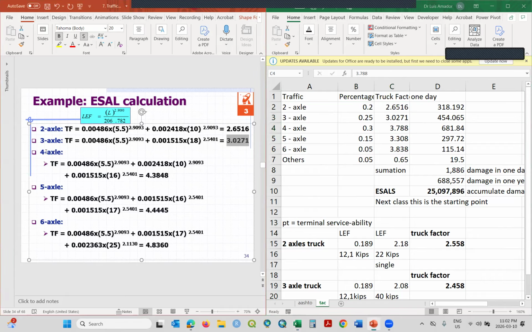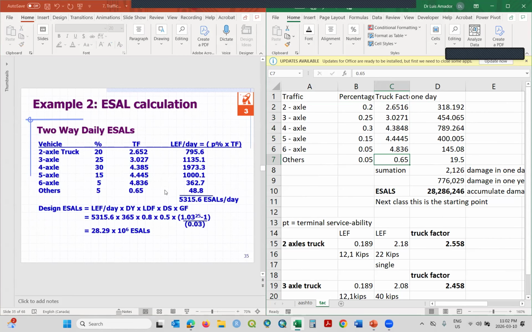My four-axle is 43848. The next one is 4.445. The next one is 4.8360. And the last one, let's keep it at 0.65. So I end up with 28 million ESALs.